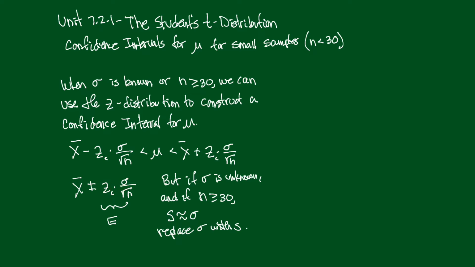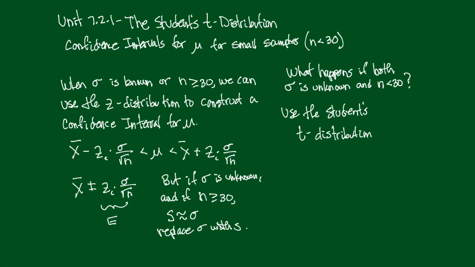So the question is, what happens if both sigma is unknown and n is less than 30? So you don't know the standard deviation of the population, and you have a small sample. Well, if that's the case, what we do is use what's called the student's t-distribution. So let's take a look at that.